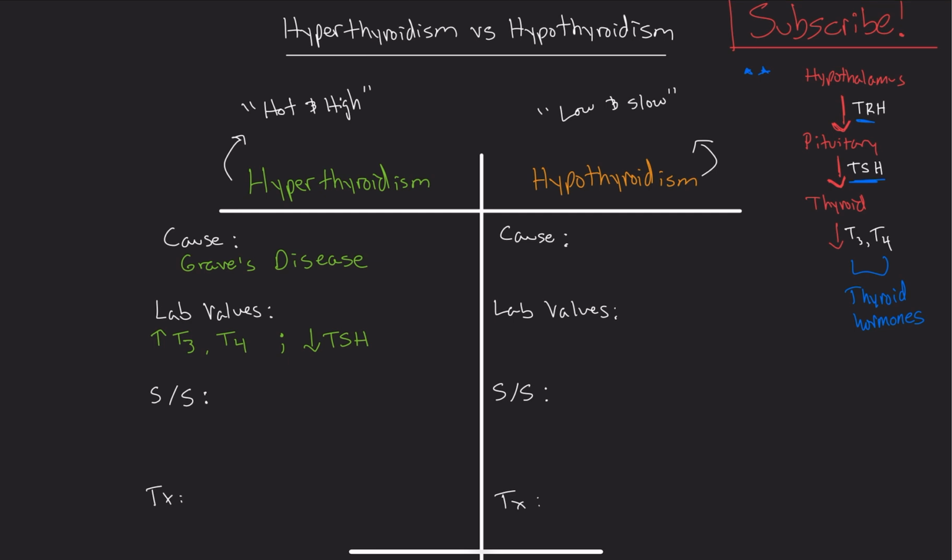As far as signs and symptoms, this is what I was talking about when we talked about hot and high, right? So this could be things like tachycardia, palpitations, tremors as well. Everything's just moving too fast, right? Weight loss is another big one.